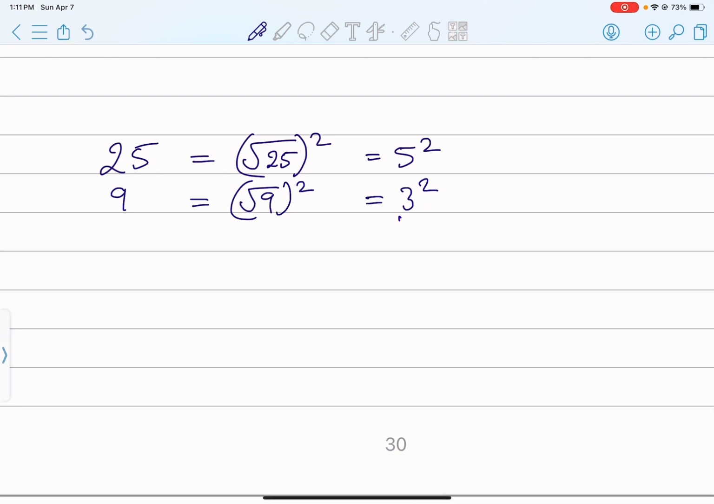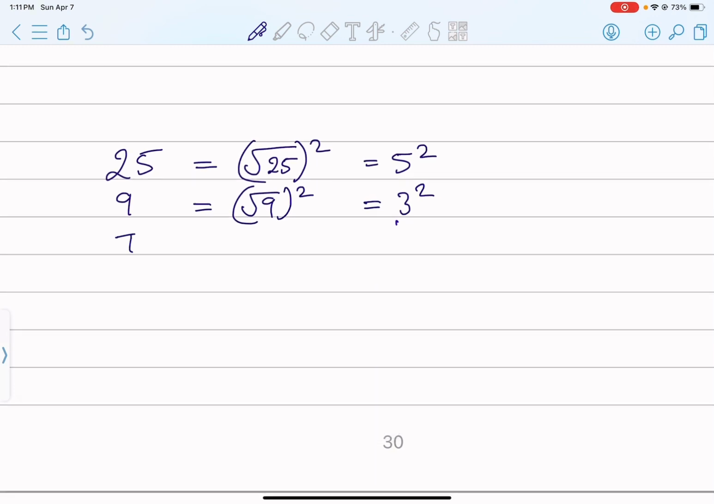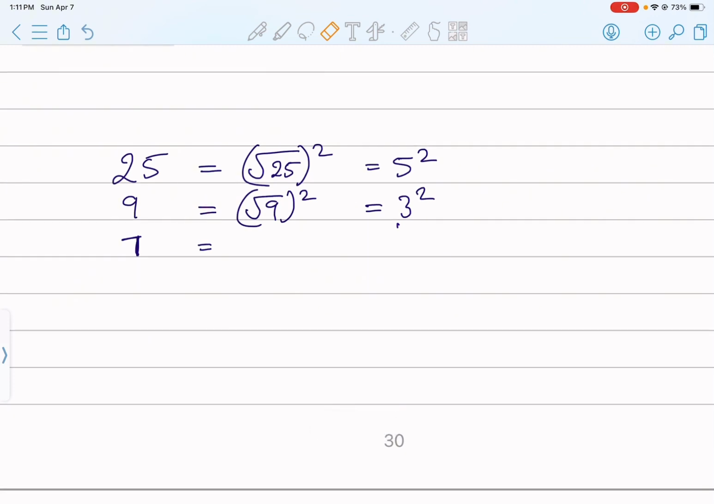So now, let's say I ask you, how do you express 7 as a square? Wait, no. Let's go back to 25. How do we do 25? We say the square root of 25, and you square it. It gives you 5 squared, right? Square root of 9, you square it, right? These ones are easy because they're perfect squares.